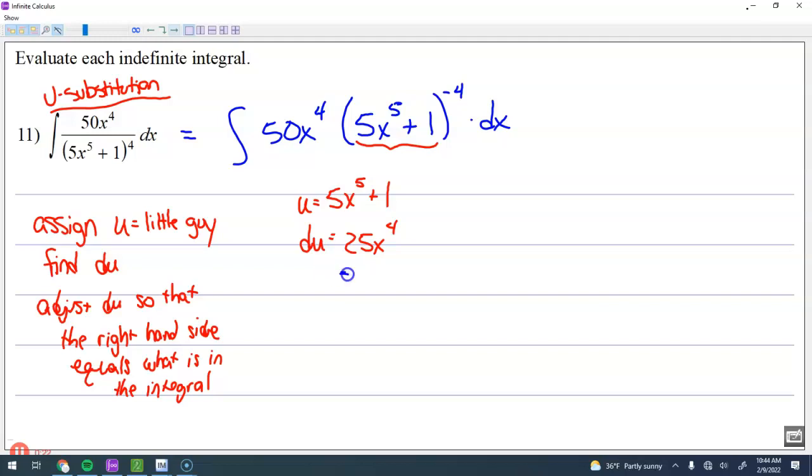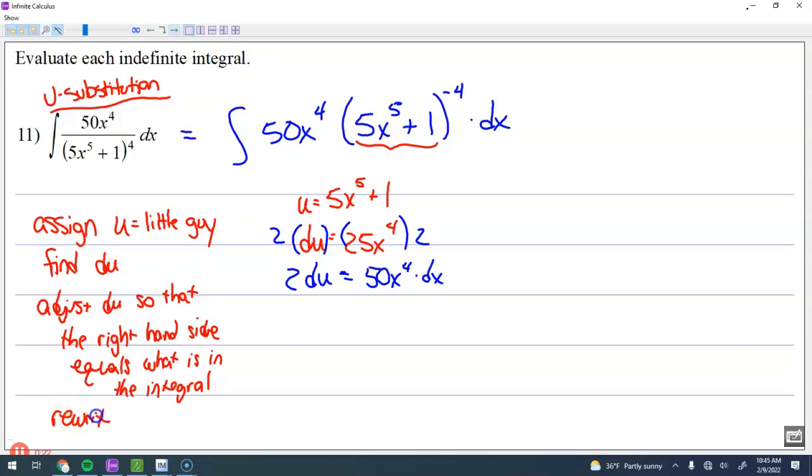So what I mean by that is this is what's supposed to be here. So I need this to be 50x to the fourth. So what did I multiply by to make that happen? 2. Well, if I multiply the right-hand side of my equation by 2, I better multiply the left-hand side also. So now I've got 2 du. There is technically a dx over here, but I'm not too worried about that.